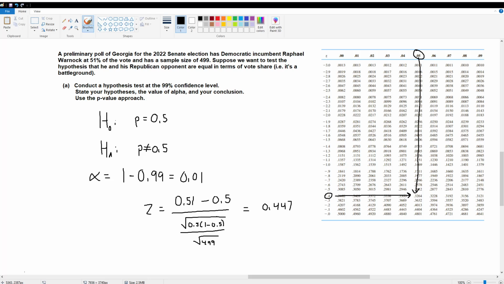That's going to show up as an answer choice, and it will only receive partial credit. The reason why is because we have a two-tailed test. Two-tailed means we have to double that value, meaning our p-value will be equal to 0.3264 times 2, which will be equal to the correct p-value of 0.6528.